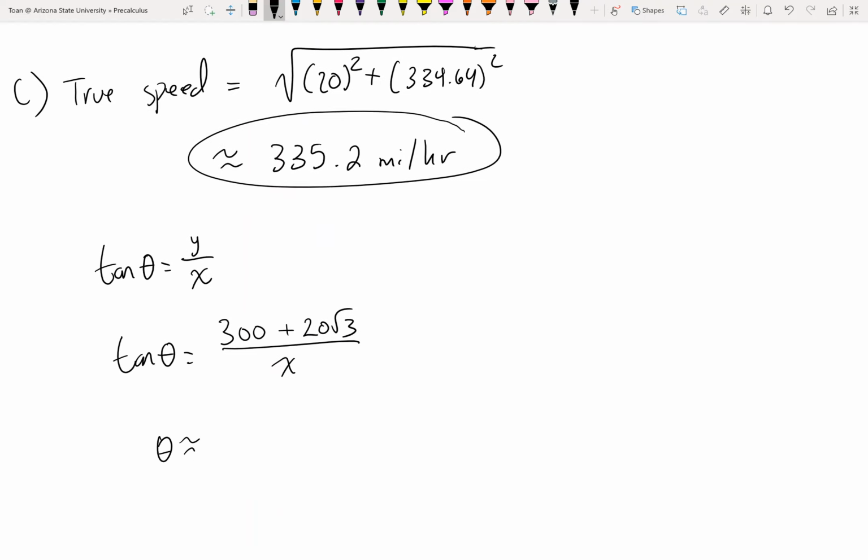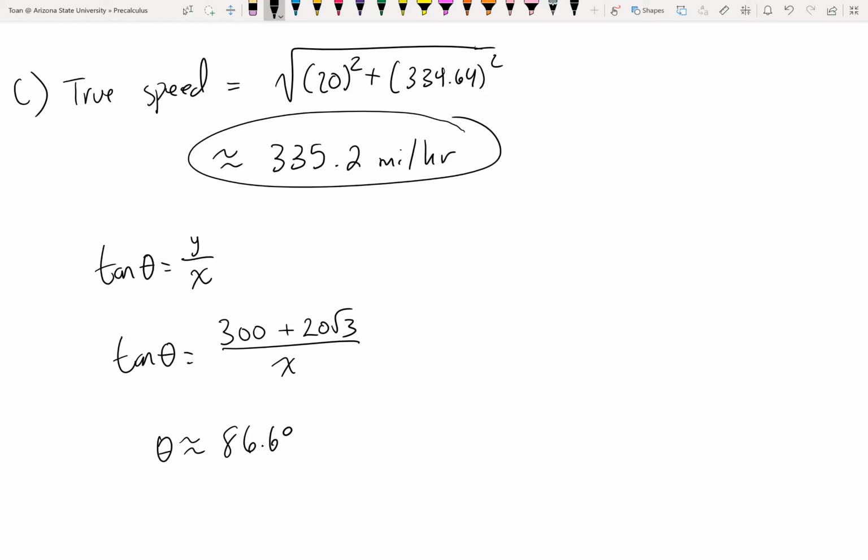So I'm going to take out my calculator and use inverse tangent. If you use inverse tangent in degree mode, because the whole problem was in degrees, I'm going to get approximately 86.6 degrees. So that's the direction.